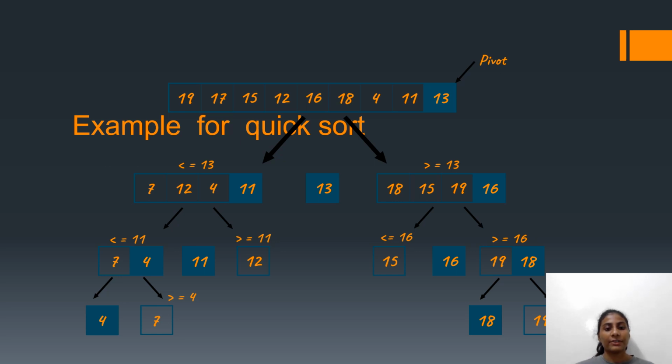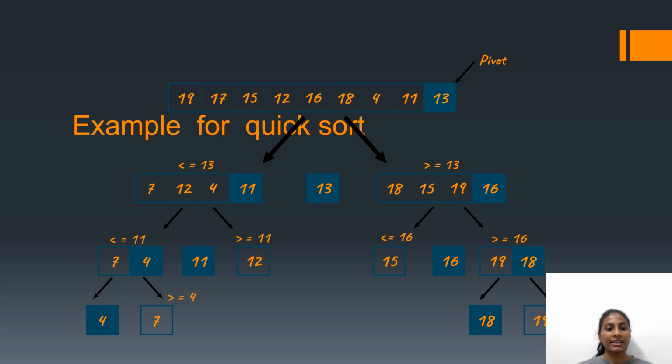Similarly, in 7, 12, 4 and 11, we have less than or equal to 11 and greater than or equal to 11. Less than or equal to values are always placed on the left side and greater than or equal to values are always placed on the right side. Less than or equal to 11, from the array 7, 12, 4 and 11, are 7 and 4. Greater than or equal to 11 is 12. Similarly, in 18, 15, 19 and 16, greater than or equal to 16 are 19 and 18. Similarly, less than or equal to 16 is 15.